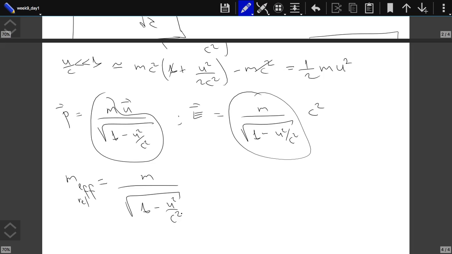But whenever you are talking about the mass, let's say the mass of the object, this is m, which is constant, does not depend on its speed.